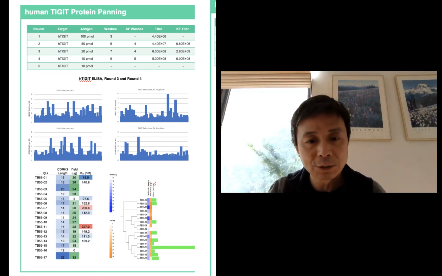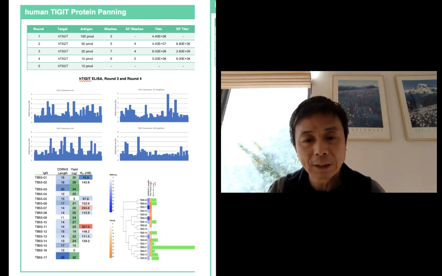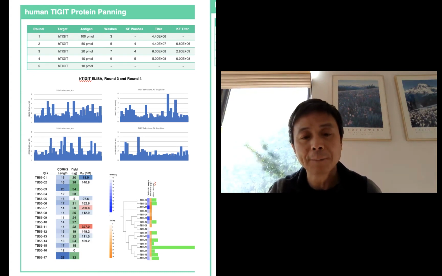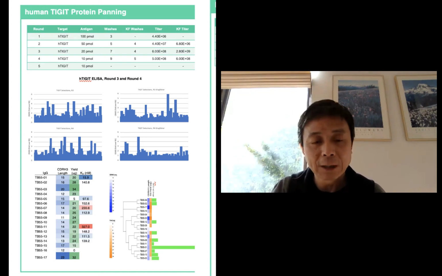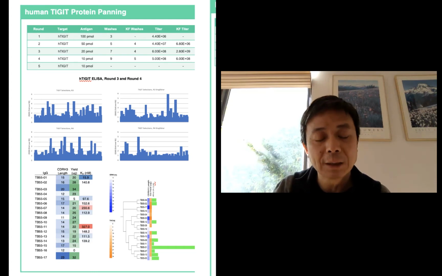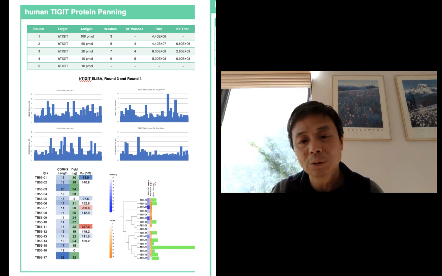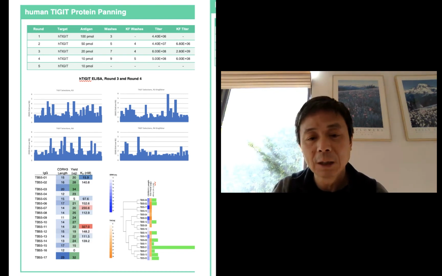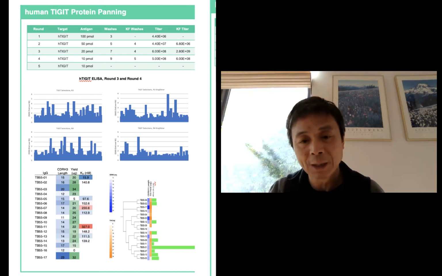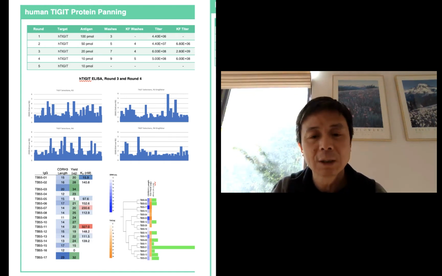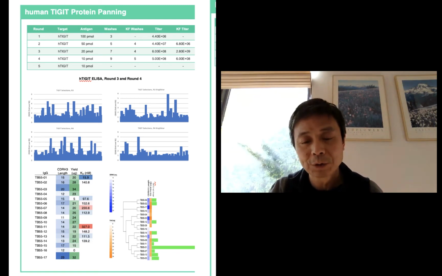This is the phage ELISA result, and after reformatting and purification of the protein, we categorized 17 unique binders. The affinity ranges from about 15 nanomolar to 300 nanomolar, as measured by Biacore. You can see they are very diverse, with different CDR lengths, unique sequences, and phylogeny. You can also see the distribution and affinity representation of this selected pool.